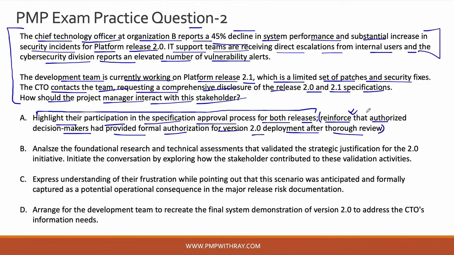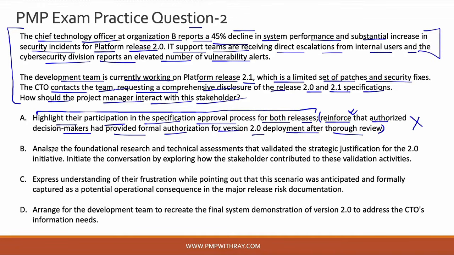So even if you let the CTO know that, okay, look, the 2.0 version was released after a thorough review, we can't do anything about it, and so on. Is that a productive argument or productive reasoning you want to do with the stakeholder? Because it is a bit redundant and it was not adding any value to the concerns that the CTO is trying to solve by asking for participation for these platform releases of 2.0 and 2.1. Okay, so that is why option A is redundant and it's an incorrect answer choice.